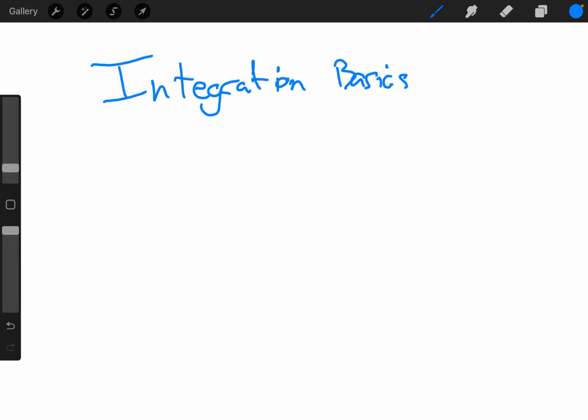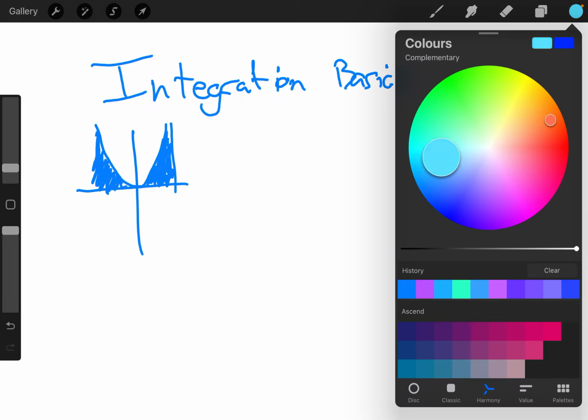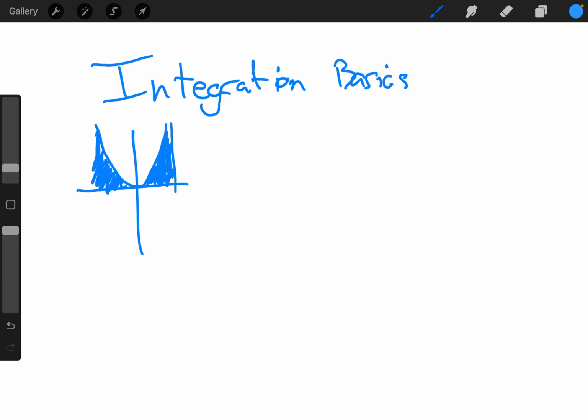Alright, so what actually is it? Pretty much, we have a graph, and maybe it's something like this, like a parabola. And what we want to do is pretty much find this area under it. I want to find how many meters squared, for example, this shaded area is. And we can do that in a second. Alright, so pretty much the integration symbol is this.